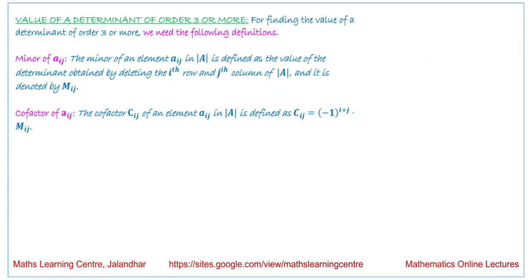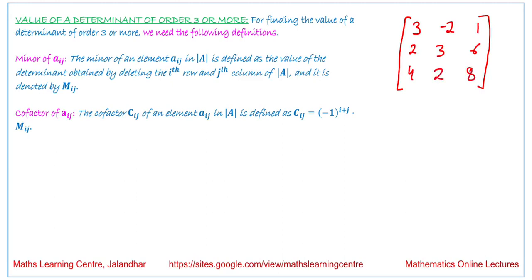Next we have the formula for determinants of matrices of order 3 or more. To calculate the value of the determinant in this case, we require two definitions. One is the minor and second is the cofactor. Say we have a square matrix of order 3: 3, minus 2, 1; 2, 3, 6; 4, 2, 8.